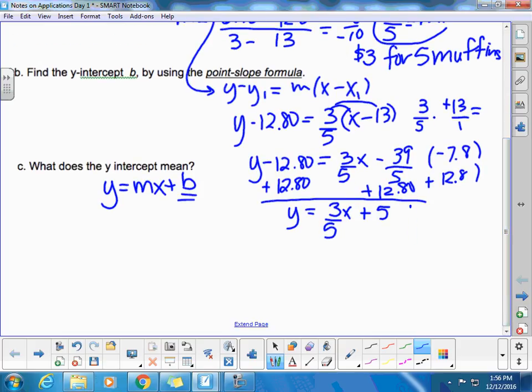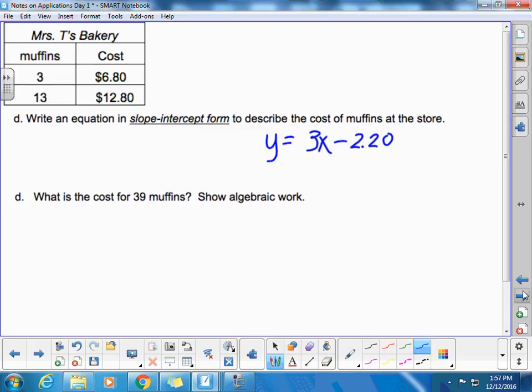I think the next page says write an equation in slope-intercept form, and we would have it there. Slope-intercept form: y equals 3/5 x plus 5. Write an equation in slope-intercept form to describe the cost of muffins at the store. We did that. What's the cost for 39 muffins?